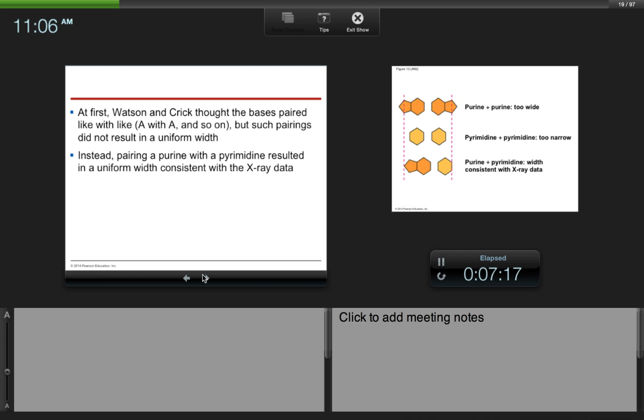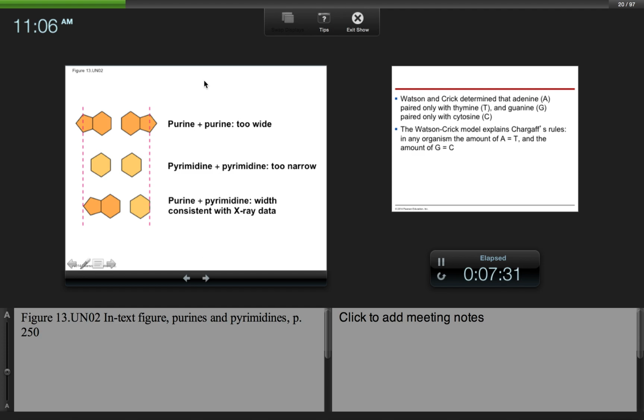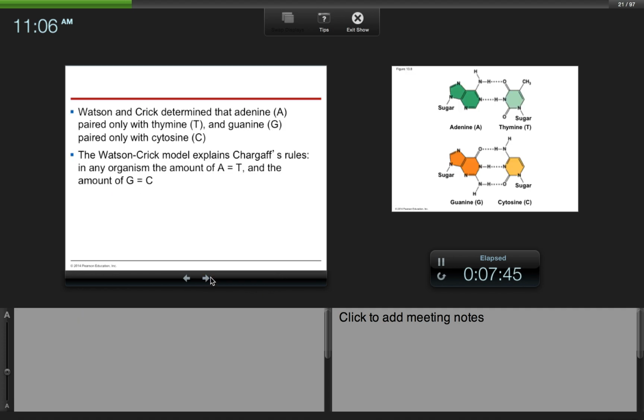At first, Watson and Crick thought the bases paired like with like, but such pairings did not result in a uniform width. Instead, pairing a pyrimidine with a purine resulted in a uniform width, which was consistent with the X-ray crystallography photographs. Okay, so 2 purines would make the molecule too wide, 2 pyrimidines would make it too narrow. A purine and a pyrimidine was consistent with the X-ray data. Watson and Crick determined that adenine paired only with thymine and guanine paired only with cytosine.